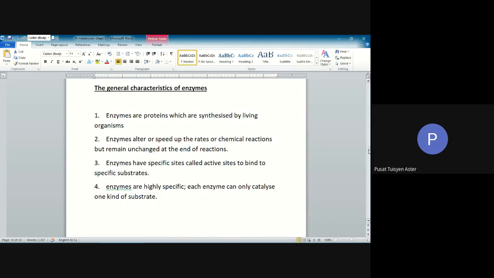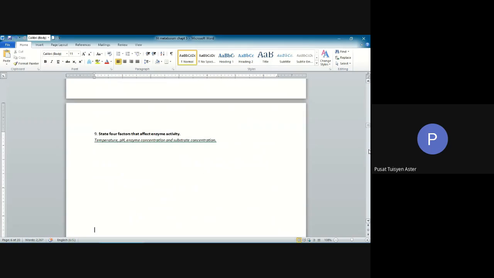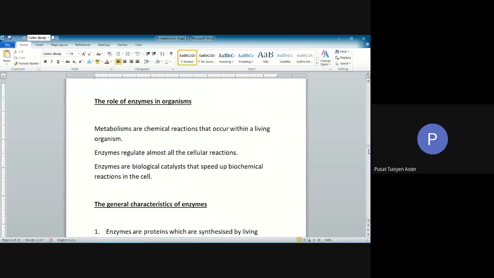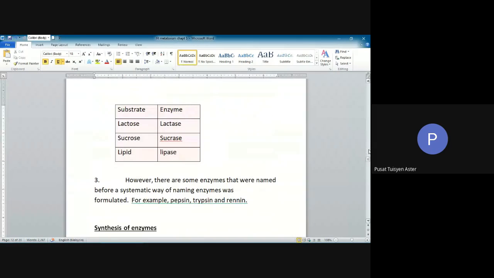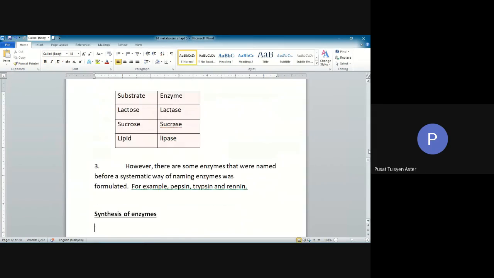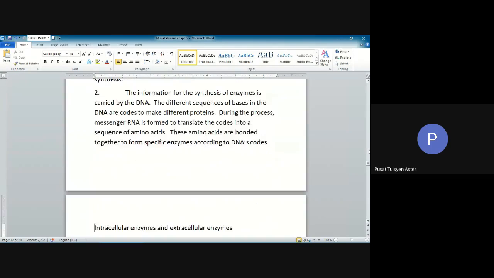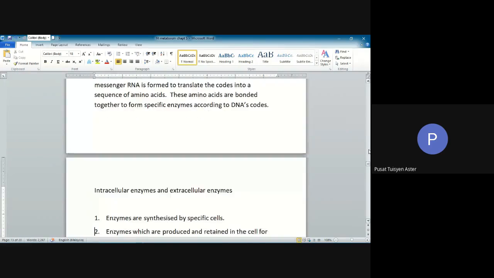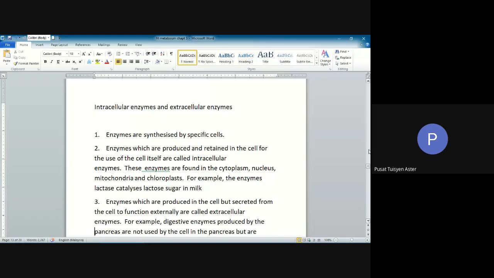Each enzyme can only catalyze one kind of substrate, tetapi it is reusable. It can be reused multiple times. So I also taught you guys regarding the naming, the nomenclature, how it is done, okay? And the synthesis of enzyme, how it is synthesized from ribosome. Now kita akan masuk dalam intracellular enzyme dengan extracellular enzyme.